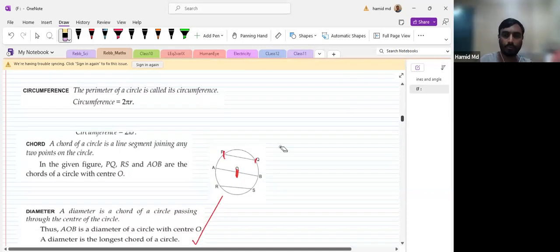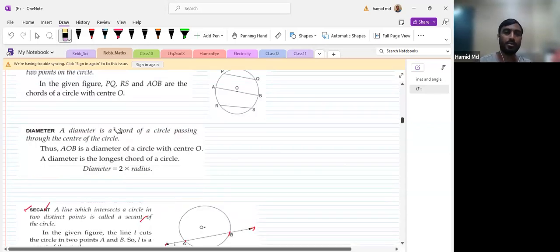So this was another topic, the chord. What is a chord? A chord of a circle is the line segment joining any 2 points of a circle. So we asked a question about this. A diameter is a chord of a circle passing through the center of the circle, and this was the reason or assertion question, right?